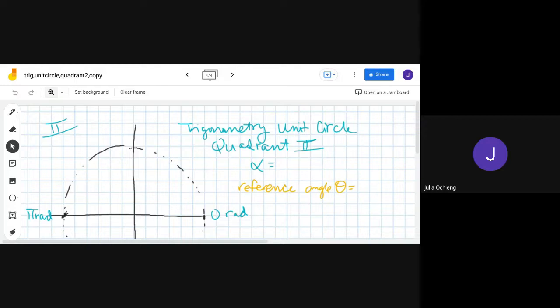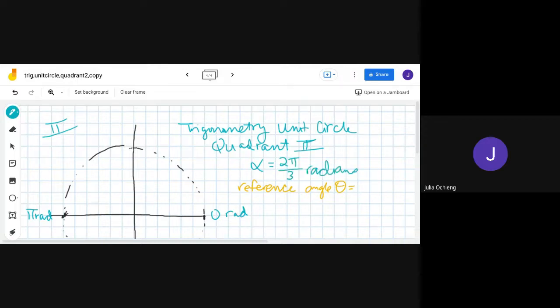Okay, so this is to help understand quadrant 2 in the trigonometric unit circle, and it assumes that you already understand quadrant 1. So if you don't, then you should; there is a video available to take a look at that quadrant first. Okay, so we're looking at angles in quadrant 2, so let's start with an example. Let's start with an angle that is 2 pi over 3 radians.